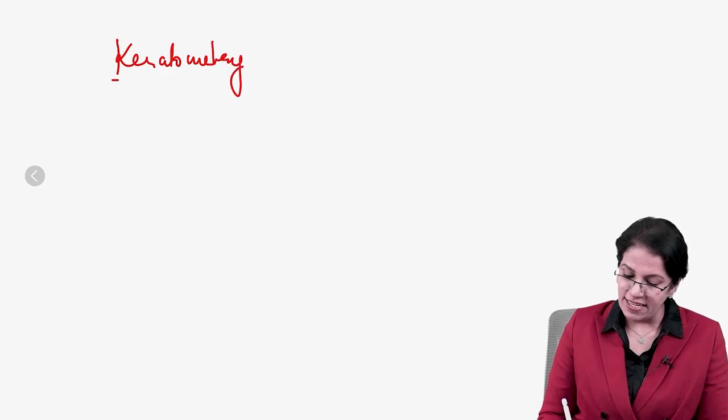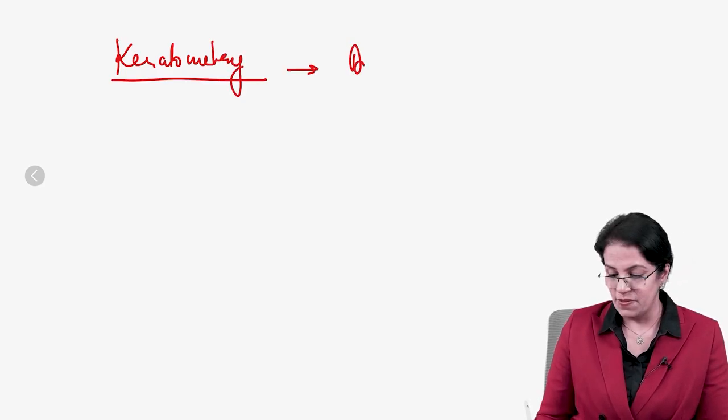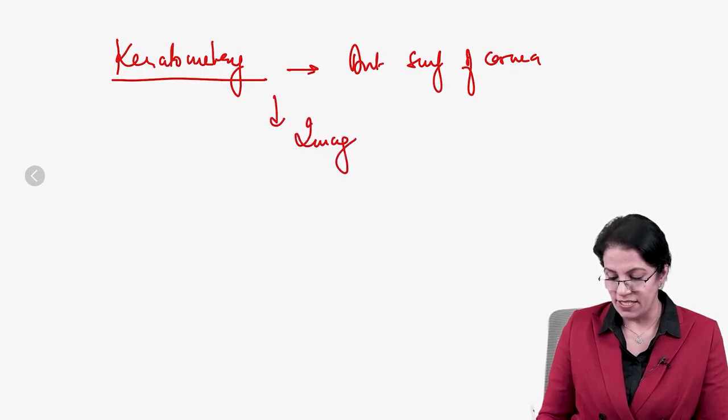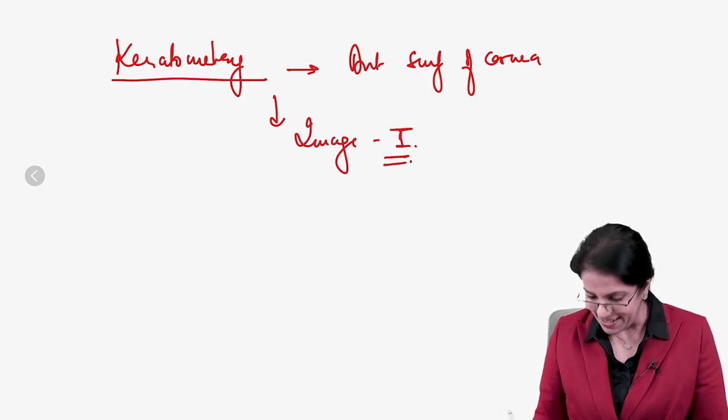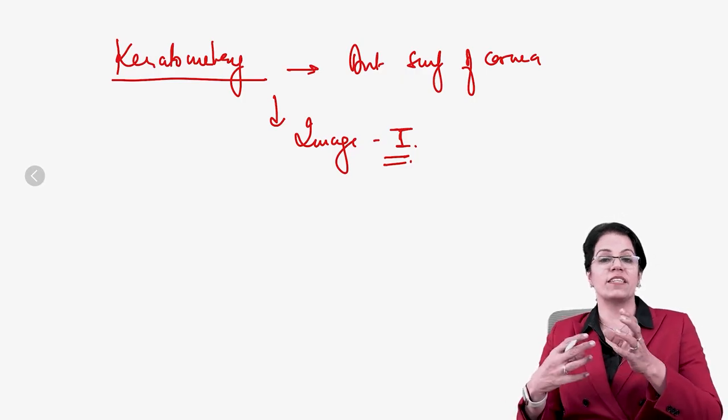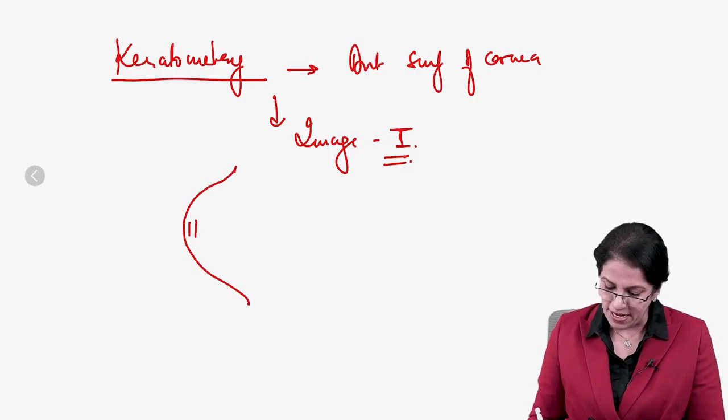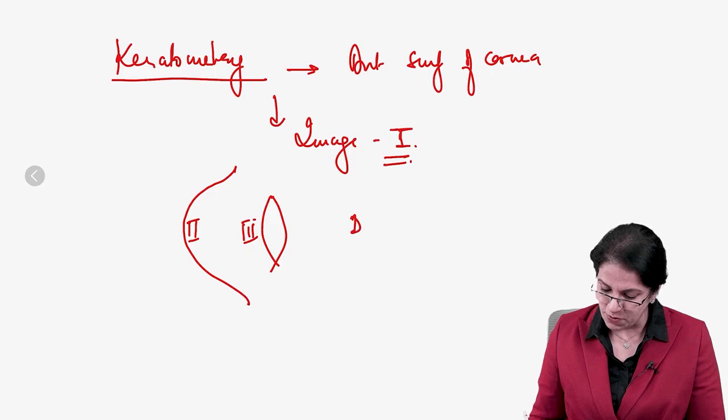So one more question for you. Which image are you using when you are doing keratometry? In keratometry, we are dealing with anterior surface of the cornea. Since we are dealing with anterior surface of cornea, what is the answer? It is image 1, in Roman number we will write. And if you have to see the depth of anterior chamber, it will be 2 and 3.